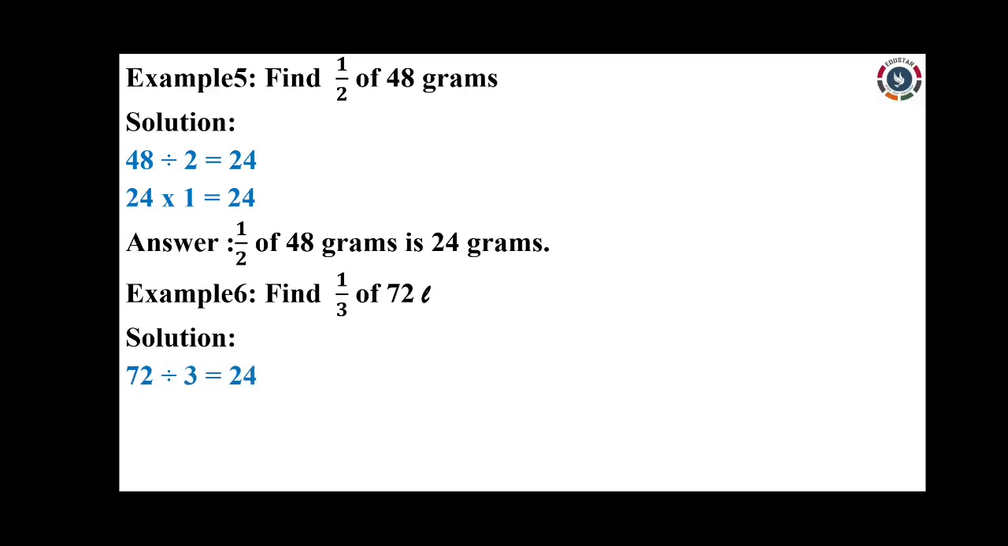With that 24, we have to multiply the numerator. Here the numerator is 1. 24 into 1, which is equal to 24. So the answer is: 1 by 3 of 72 liters is 24 liters. I hope, students, you have understood these example sums.